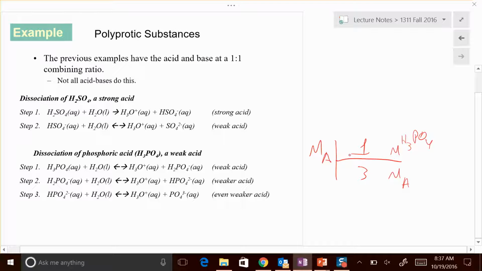So I can still use MaVa equals MbVb to find this, but that's not my final answer because this is H3PO4. It's a polyprotic acid. So I just have to give my final step.